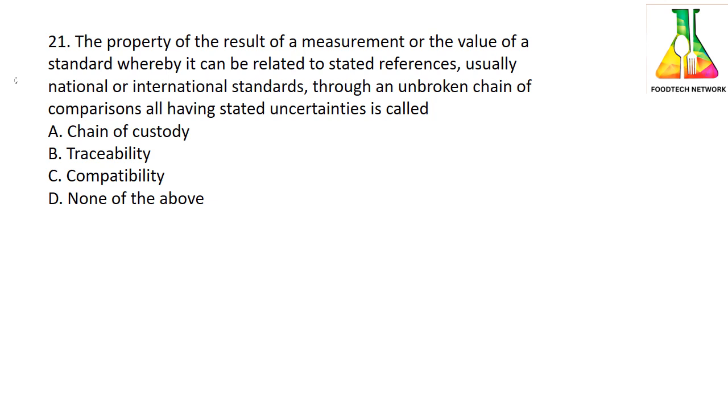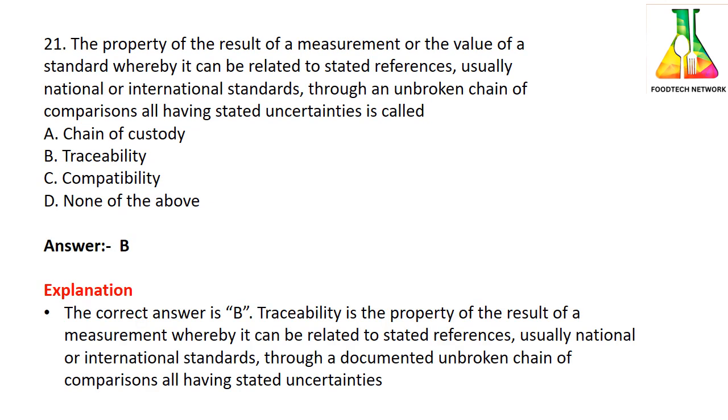21. The property of the results of measurement or the value of a standard whereby it can be related to the stated reference, usually national or international standards, through an unbroken chain of comparisons, all having stated uncertainties, is called: option A, chain of custody; option B, traceability; option C, compatibility; and option D, none of the above. So B, that is traceability.